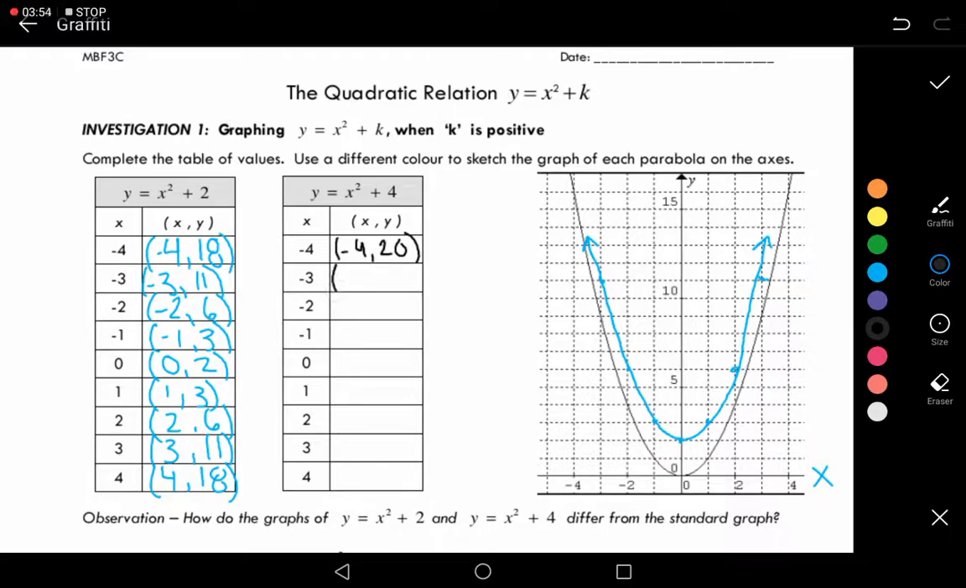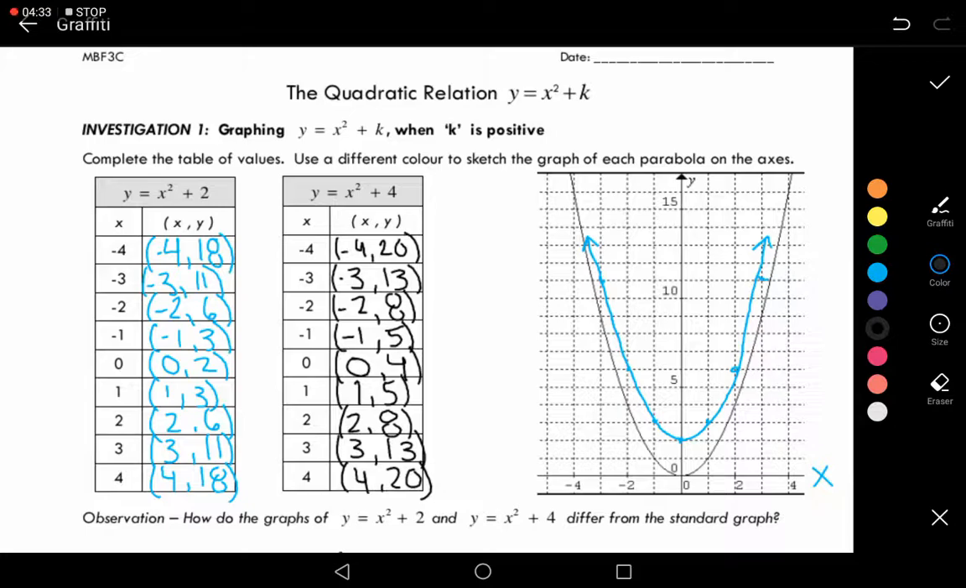Negative 3 squared plus 4 is 13. Negative 2, 8. Negative 1, 5. I'm just writing these out at this point because it seems like the 10th time that we've filled in one of these charts, probably more. But I'm just subbing that number into my equation. So 3 squared is 9, plus 4 is 13, 4 squared is 16, plus 4 is 20. And that's how I'm getting those y coordinates.